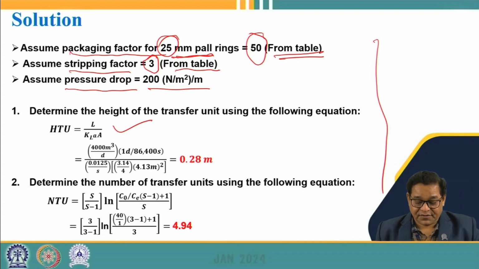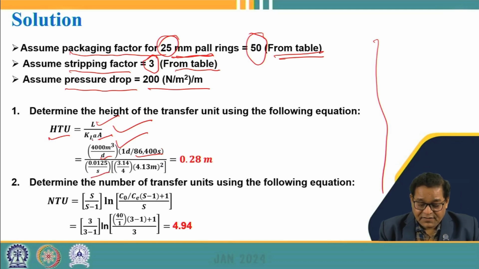So this is HTU equal to L divided by KLa into the cross-sectional area of the column. Here the liquid flow rate is given as 4000 meter cube per day. If we substitute the value and convert the day into seconds, which is 86,400 seconds in a day, and the KLa value is given as 0.0125 per second, this is the value we have substituted.